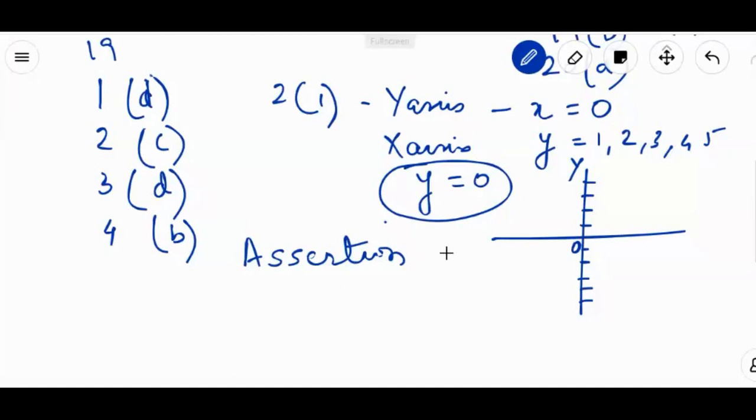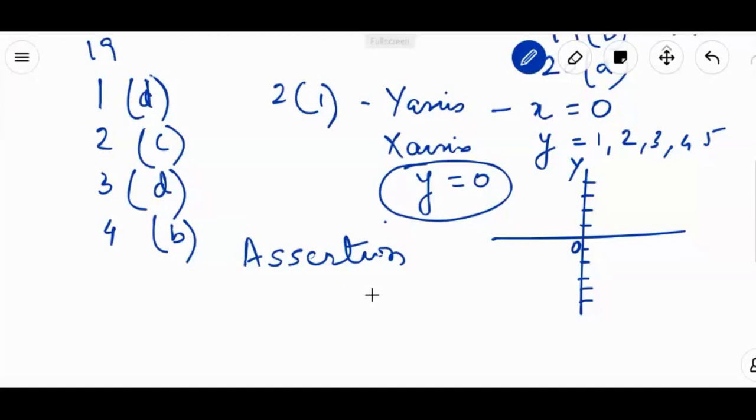This is assertion. And reason. Reason means now you have to reason it out. Why this? Why not? It's true, false, like that. So now the 4 options are given. Both A and R are true and R is the correct explanation. A and R are true, R is not the correct explanation.